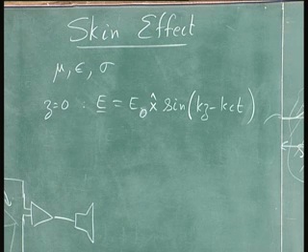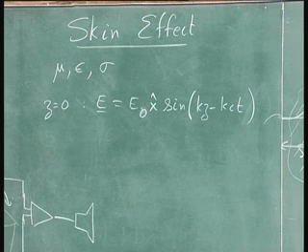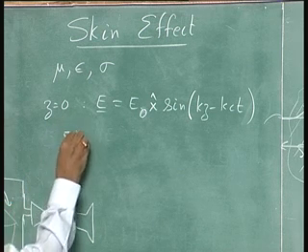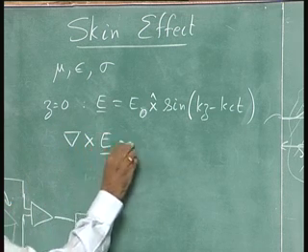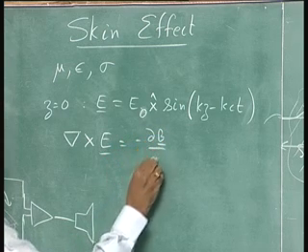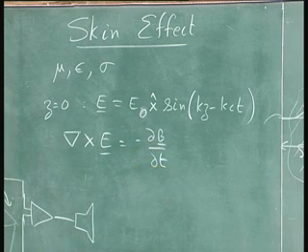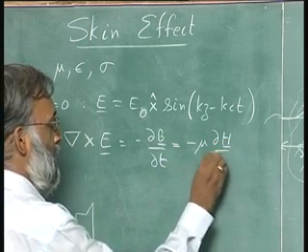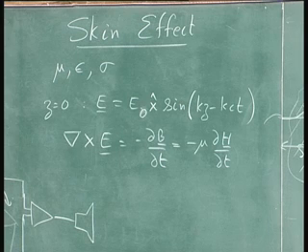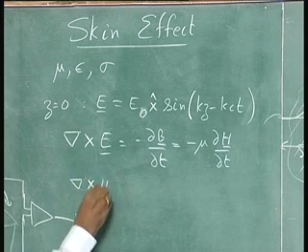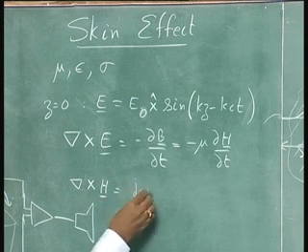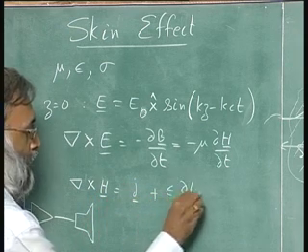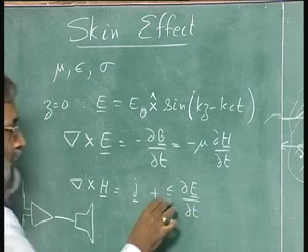Now, to analyze this problem, I have to write down the wave equation inside the material. So, let us look at that. I start with Faraday's law. And del B del t is minus mu del H del t. Then I go to Ampere's law. Curl of H is equal to the current plus epsilon del E del t, that is del D del t.